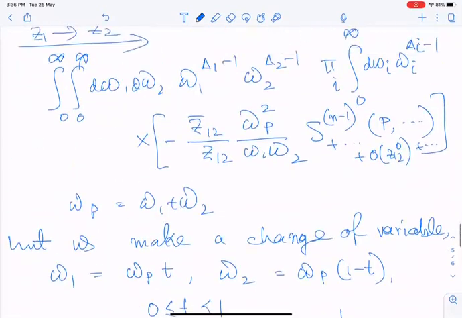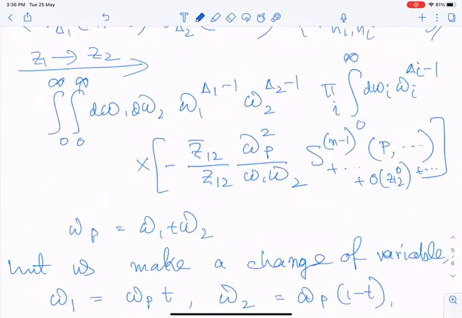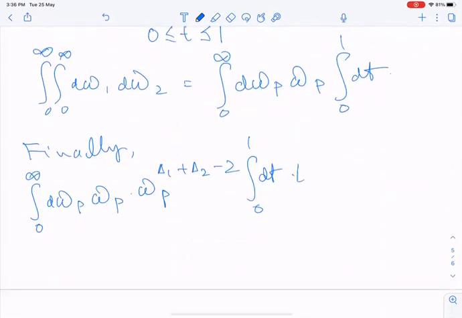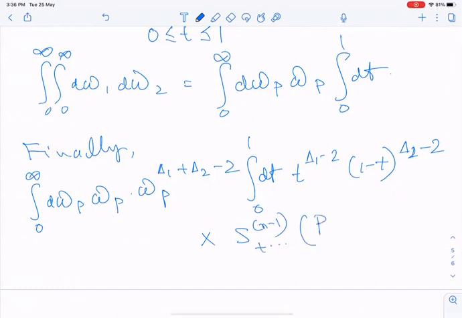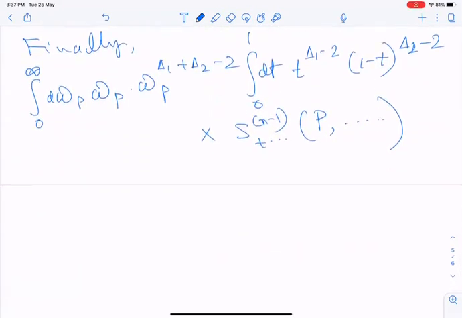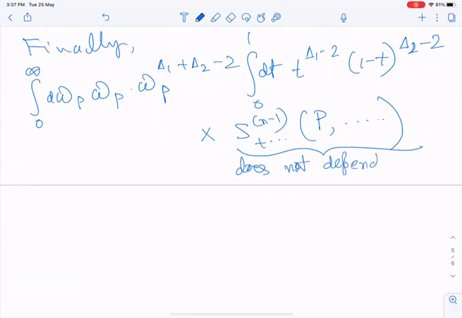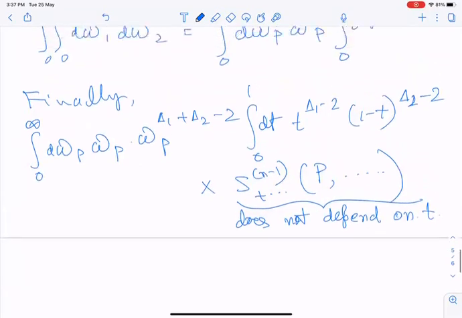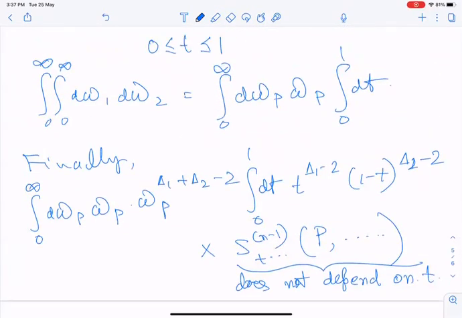And then you get 1 over omega 1 and 1 over omega 2. So basically, you get t to the power delta 1 minus 2, (1 minus t) to the power delta 2 minus 2, times the n minus 1 point S matrix. So this is the integral. Now note that this object does not depend on t. So basically this depends only on omega p.